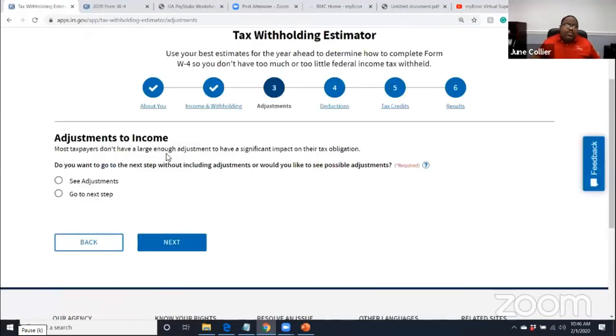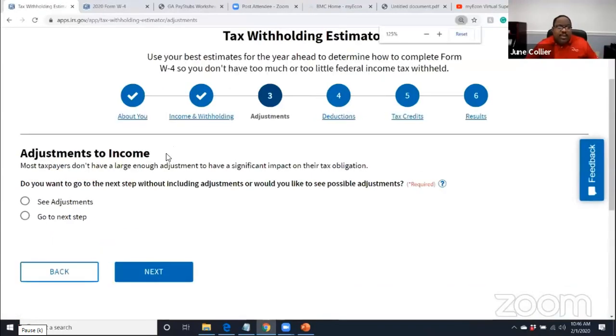All right, so now we're going to jump into adjustments to income, and we're going to see what these adjustments to income are all about. It says most taxpayers don't have a large enough adjustment to have a significant impact on their tax obligation. Do you want to go to the next step without including adjustments to income, or would you like to see possible adjustments? Well, of course, we want to see what's possible. So we're going to click on See Adjustments.